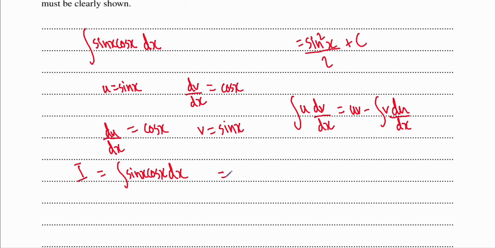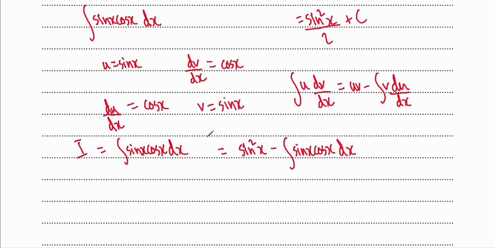So now what do we have? We have that is equal to uv, so we have sine of x times sine of x, so that's sine squared of x, minus the integral of v times du dx. So we have v, which is sine of x, and du dx is equal to cos of x. We have sine squared of x minus the integral of sine of x times the cosine of x with respect to x. So what's happened right here? Well, we've applied the formula, but we have ended up with something which is still very difficult to integrate. We would still need to use integration by parts for this, because this is also a product of two functions. But this right here is actually our original integral, which is equal to I.